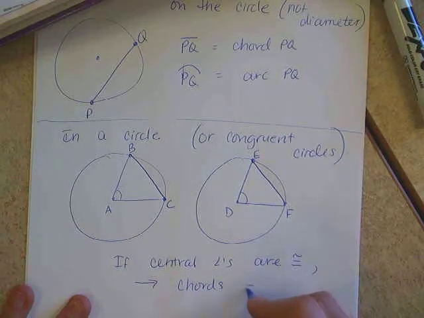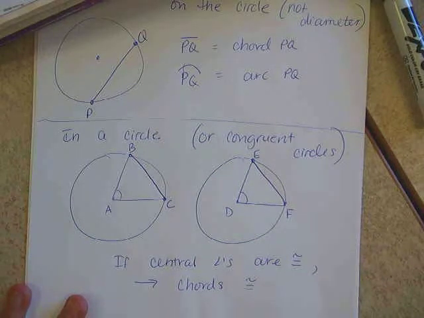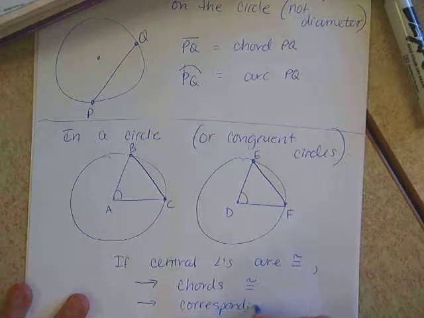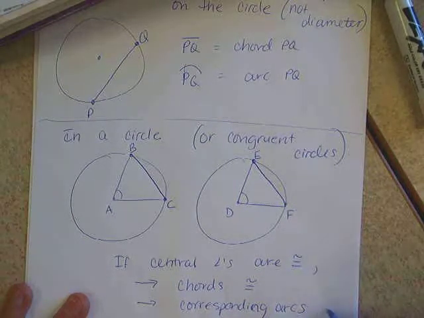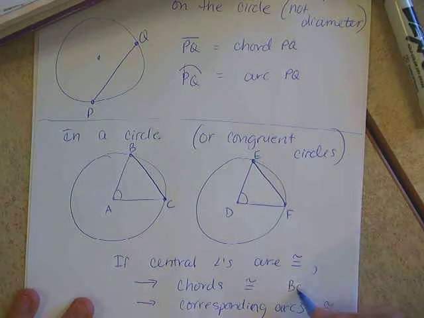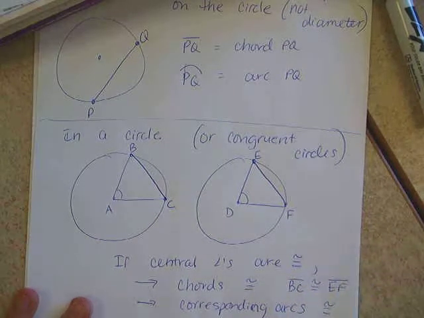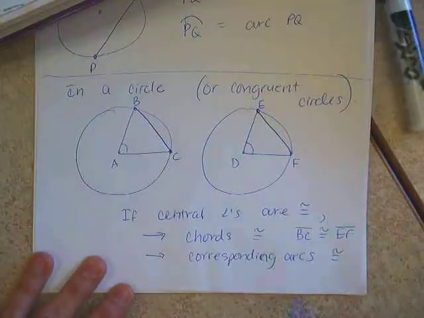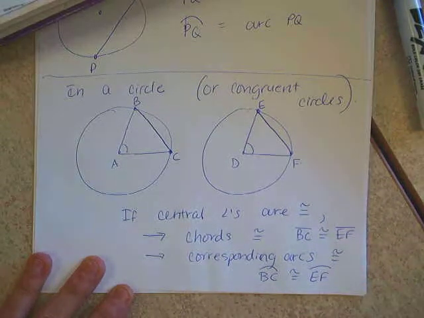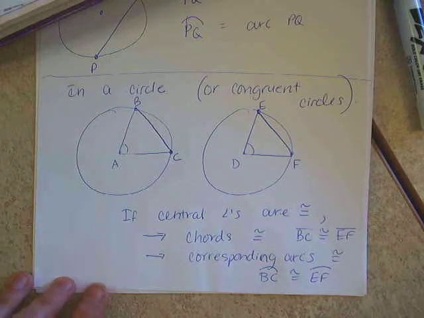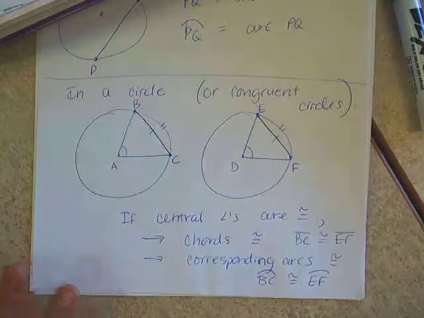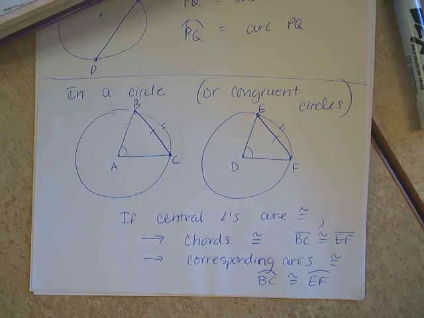Congruent central angles give us congruent chords, so the chords will be congruent. And the corresponding arcs will be congruent. Okay, so the chords, we would say BC is congruent to EF, the two segments. And for the arcs, we'd say arc BC is congruent to arc EF. Okay, so you can mark those congruent, and we'll use 2 for the arc.